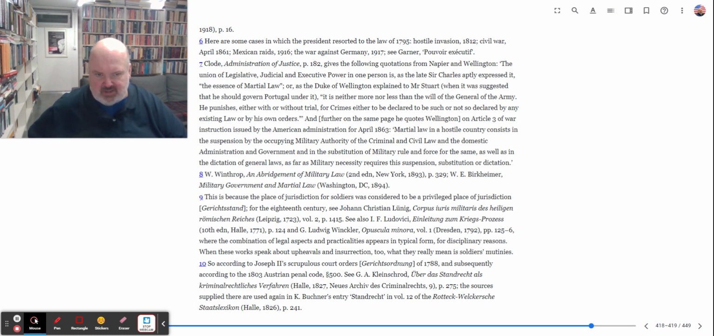And further on the same page, he quotes Article 3 of the War Instructions issued by the American administration in 1863. Martial law in a hostile country consists in the suspension by the occupying military authority of the criminal and civil laws and the domestic administration and government, in the substitution of military rule and force of the same, as well as the dictation of general laws, as far as military necessity requires a suspension, substitution, or dictation. So in other words, all these institutions come under military authority, and if they are allowed to exist or operate, it is as the military requires for this suspension, substitution, or dictation.